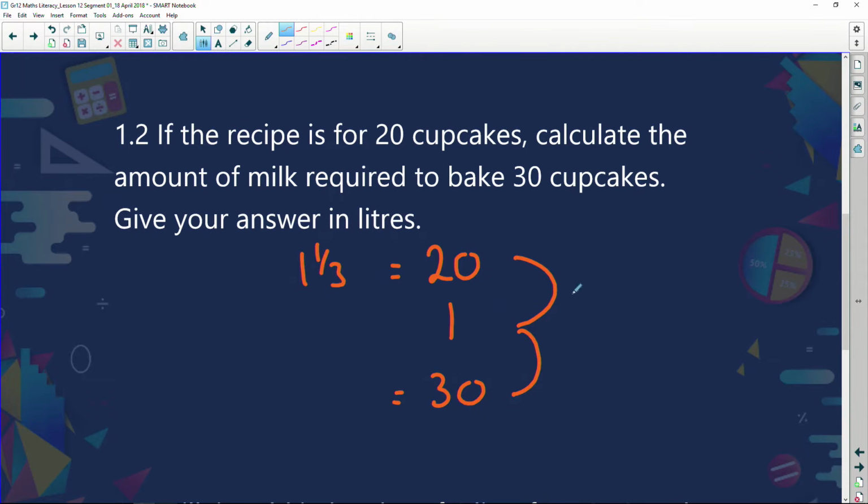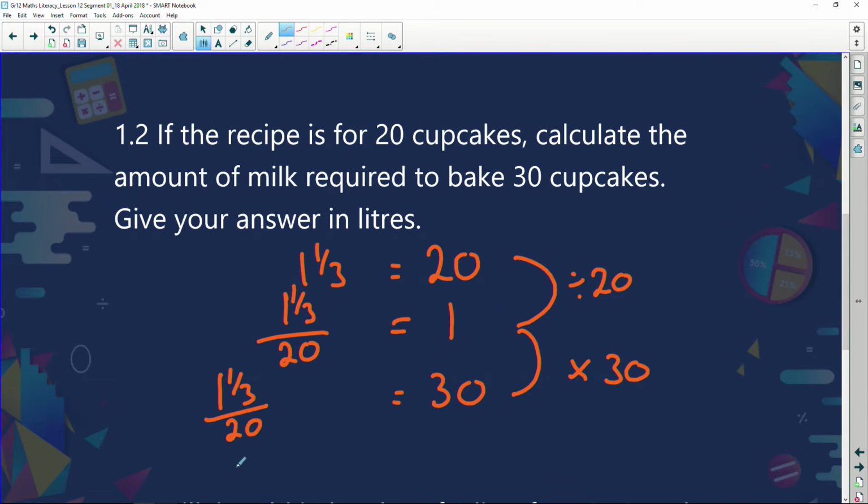To make 20 into 1, I divide by 20. Why? Because 20 divided by 20 gives me 1. And what I do on one side of an equation, I've got to do on the other side. So if I've divided this side by 20, I'm going to do the exact same thing here: 1 1/3 divided by 20. Then, how do I get 1 to 30? I times that by 30, and I do the exact same thing on this side: 1 1/3 divided by 20, and then multiplied by 30.